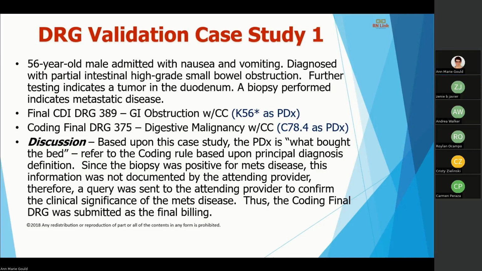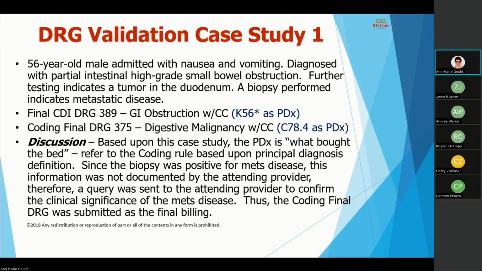So, okay, let's go through this DRG validation case study 1. A 56-year-old male admitted with nausea and vomiting, diagnosed with a partial intestinal high-grade small bowel obstruction. Further testing indicates a tumor in the duodenum. A biopsy performed indicates metastatic disease. So the final CDI coding was GI obstruction with CC, the K56 dot as the principal diagnosis. But then the coding final DRG was the digestive malignancy with CC. So the discussion here, after the case study was reviewed, is that the PDX is what bought the bed.